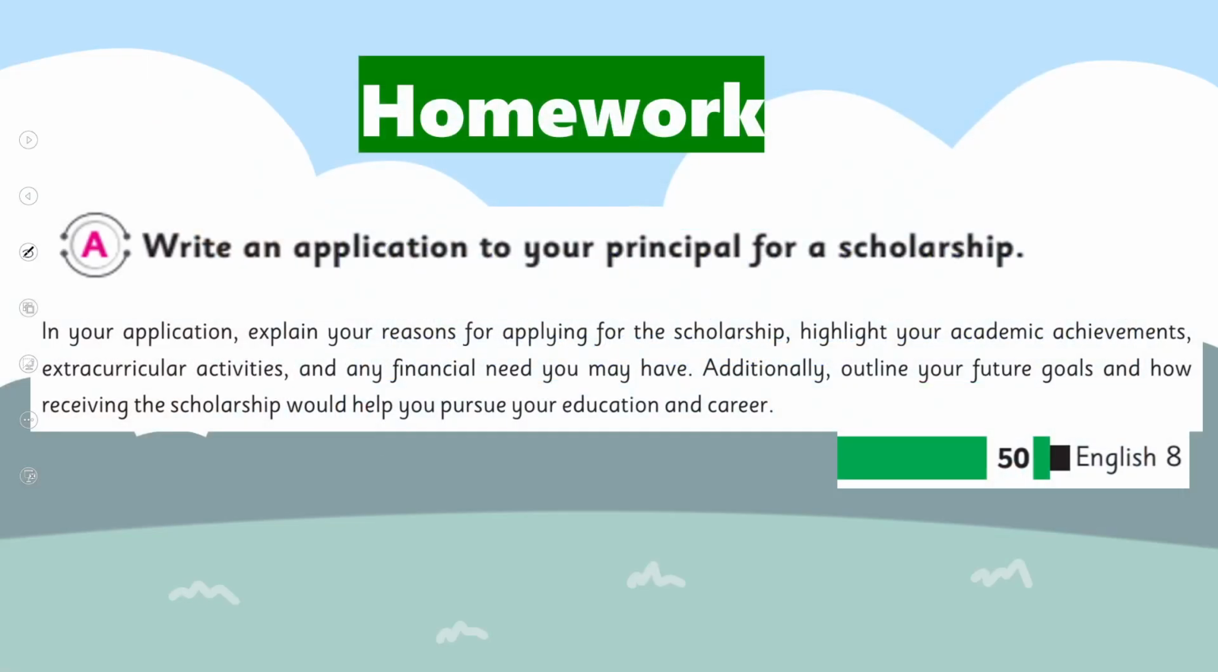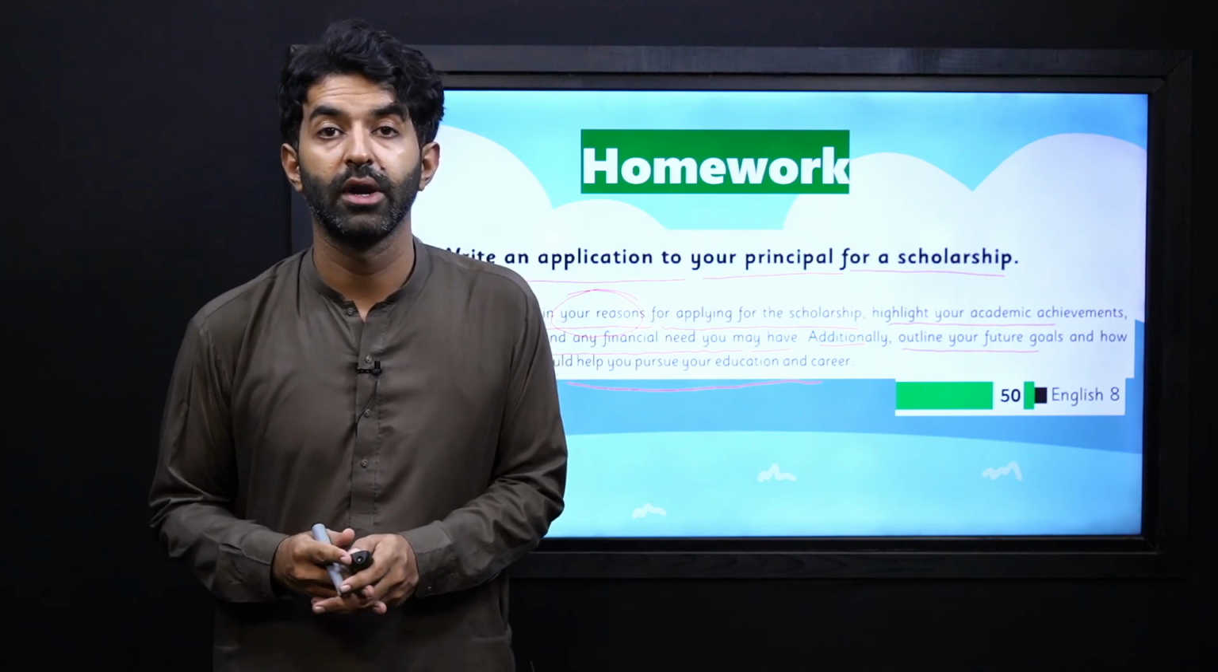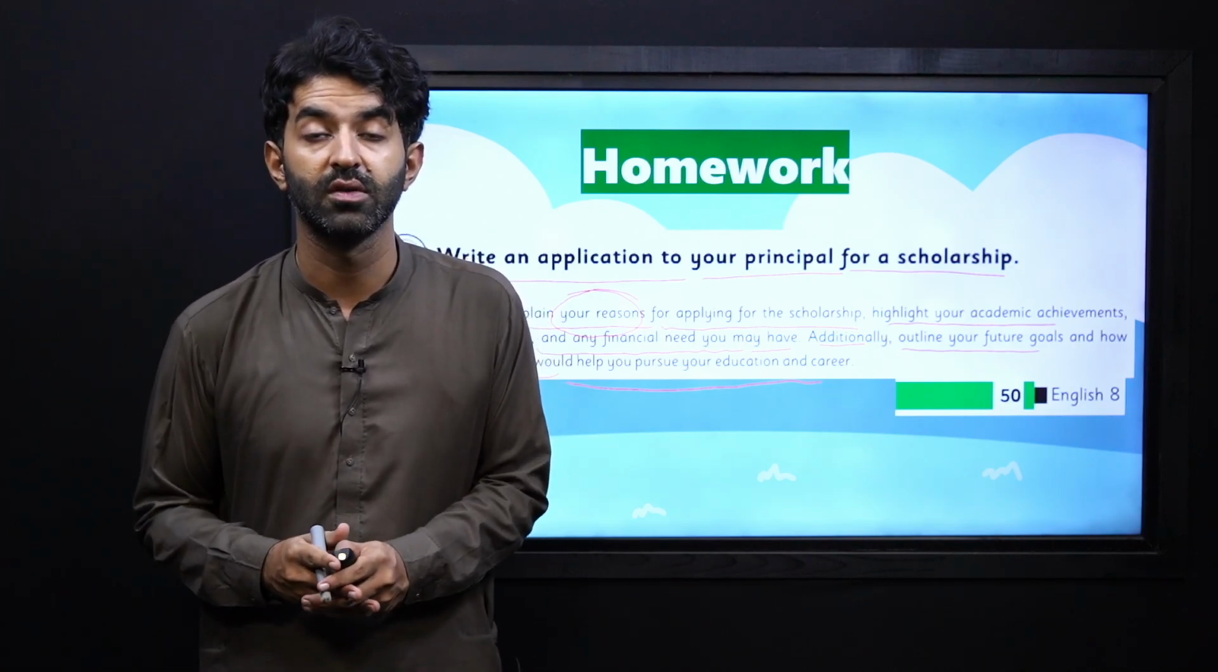For the homework, you have to write an application to your principal asking for a scholarship. In the body of your application, explain your reasons for applying for the scholarship. Highlight your academic achievements, extracurricular activities if you are into sports, and any financial need you may have. Additionally, outline your future goals and how receiving the scholarship would help you pursue your education and career, and end the letter according to the format and structure that we have learned in this lesson.